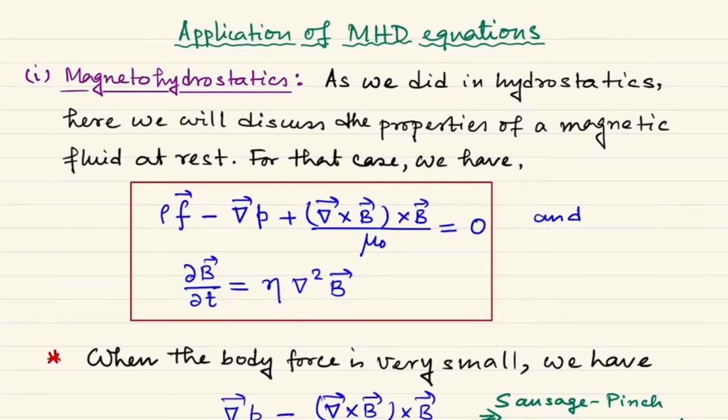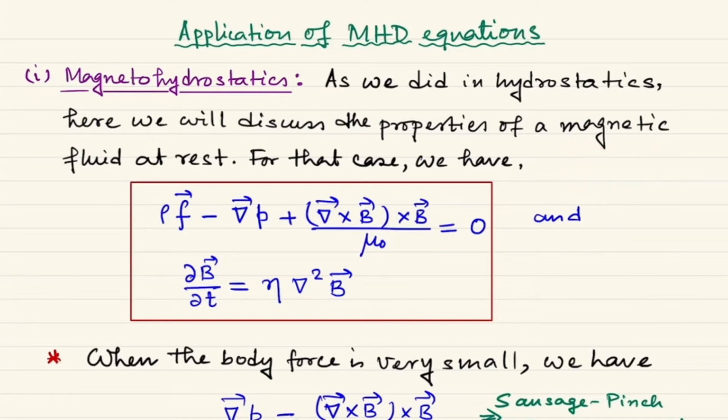The first one is, as we did for the hydrodynamic case, where we discussed the fluid property when it is at rest. That was the case of hydrostatics. Here, similarly, we will discuss the properties of a magnetic fluid at rest, and this is known as magnetohydrostatics. So for magnetohydrostatics, of course, the fluid velocity v is equal to 0.